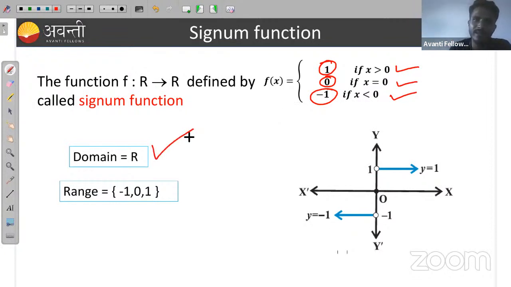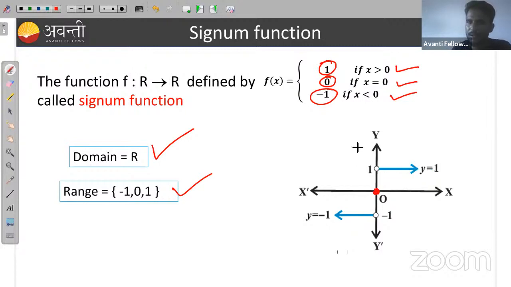So domain can be any real number, but range should be these 3 numbers only, not other than that. The graph will look like this. For 0, it will be 0. See, this is a hollow circle. But if you take any positive number, let's say 0.1, then it will again jump to 1. So for any other values, it will be 1 only.